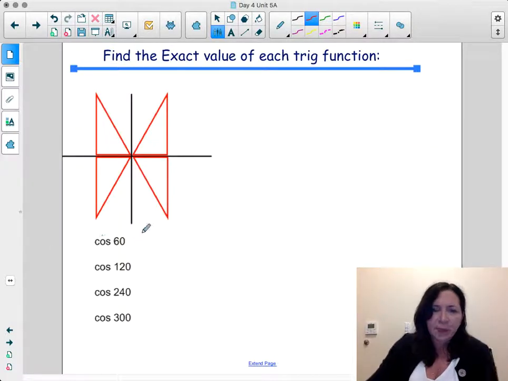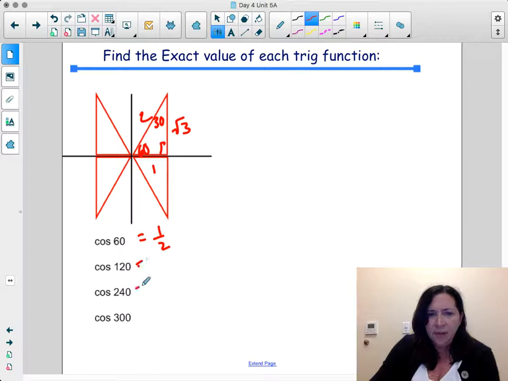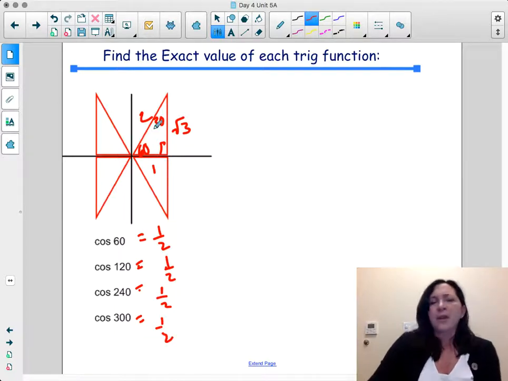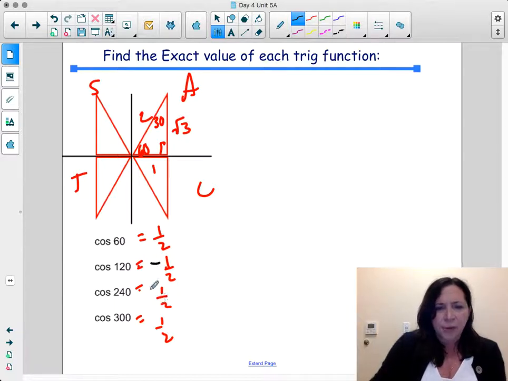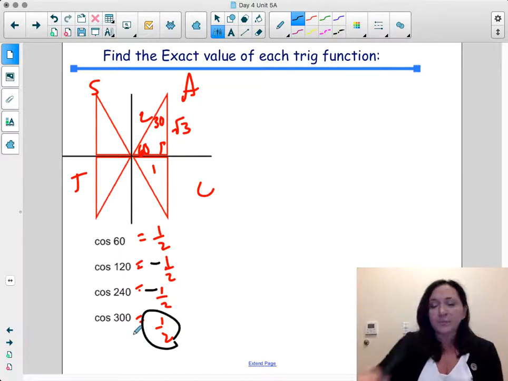60 degrees, cosine of 60, here's 60, goes square root of 3 here, here's a 30, right? 2, here's 1. Cosine of 60 is adjacent over hypotenuse, so we have 1/2. My core values are going to be the same. They're all going to be 1/2, okay? But in this problem, All Students Take Calculus, positive in the first quadrant. Second quadrant, only sine's positive, that's negative. Third quadrant, only tangent's positive, that's negative. Fourth quadrant, cosine, positive.